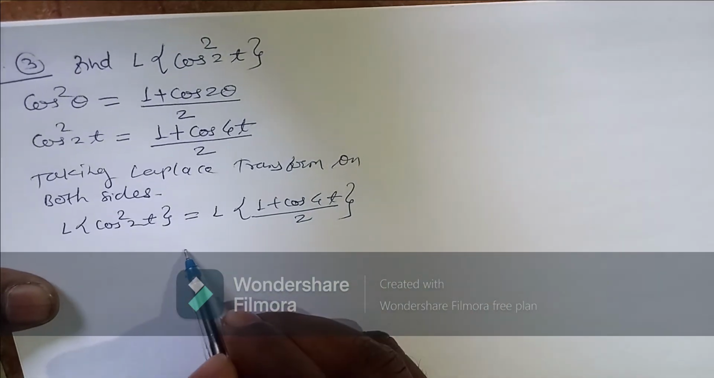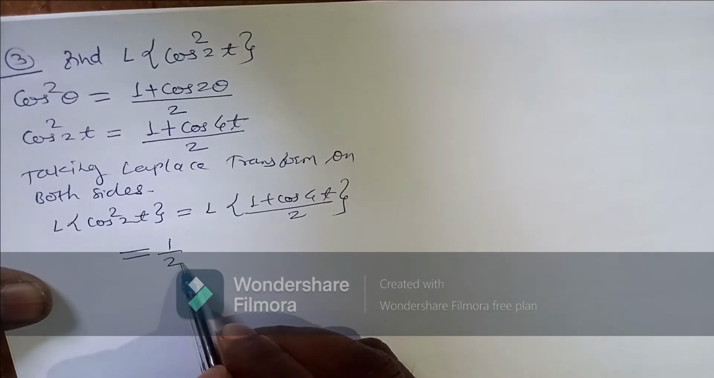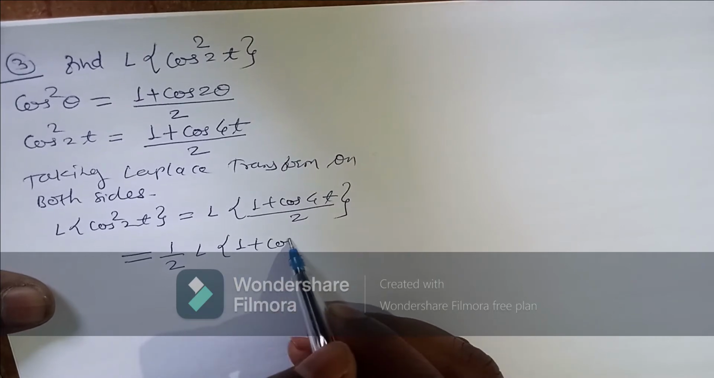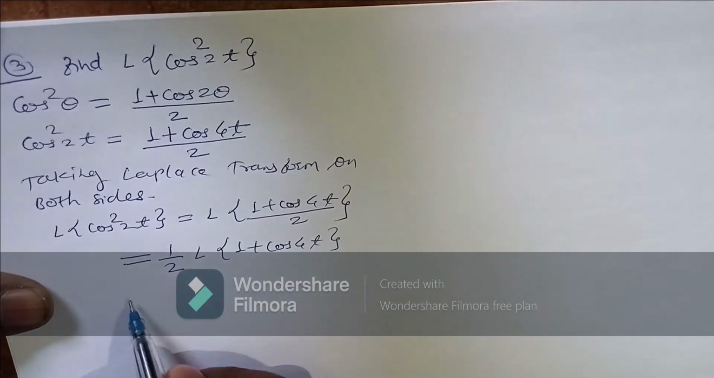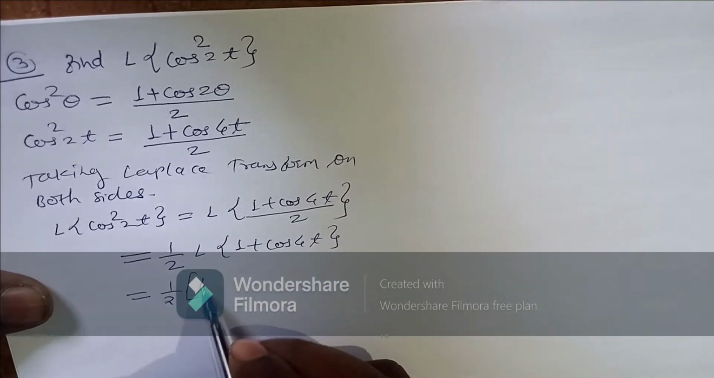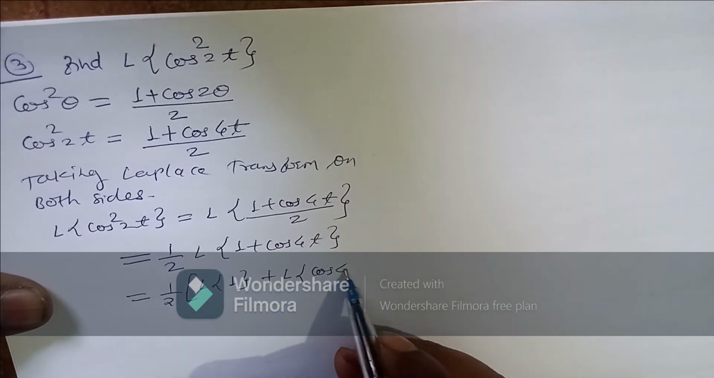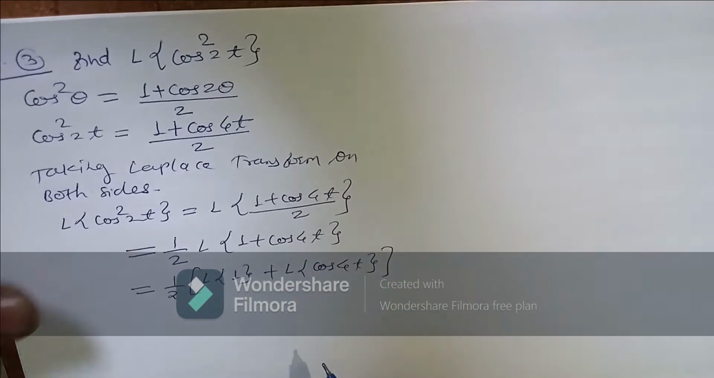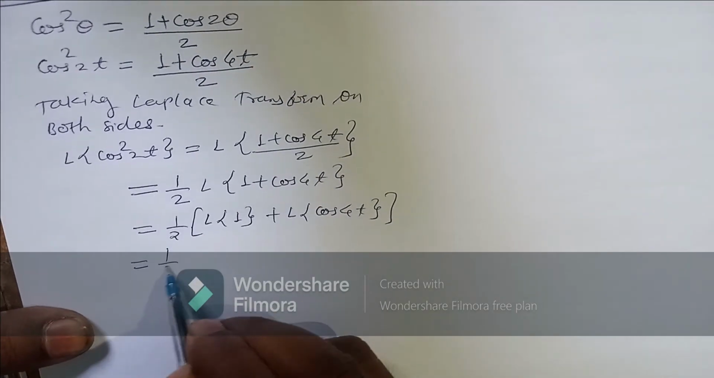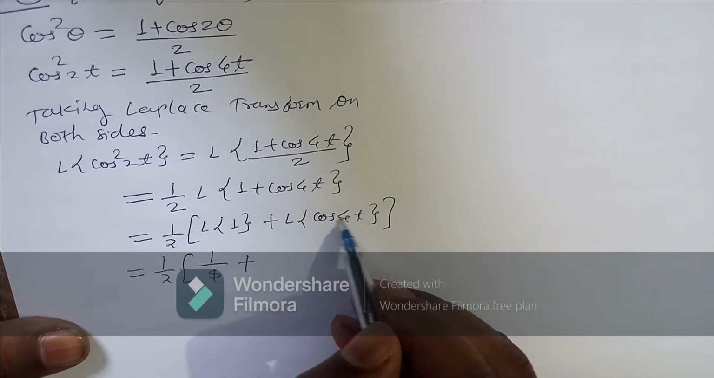Okay, so by using rules we can take this 1 by 2 outside because it is constant. So if you take 1 by 2 constant, what we get inside? Laplace transform of 1 plus cos of 4t, and that is equal to 1 by 2 in bracket. Now if you separate this, what we get? Laplace transform of 1 plus Laplace transform of cos 4t, isn't it? This is very simple. Now that is equal to, what is Laplace transform of 1? Already we have seen these formulas. So Laplace transform of 1 is 1 upon s plus Laplace transform of cos 4t.